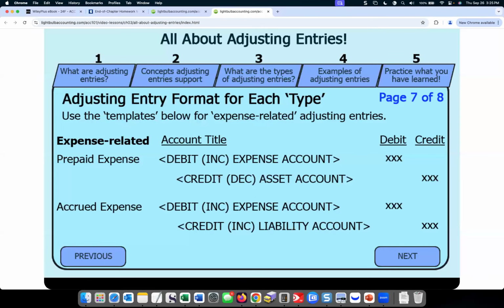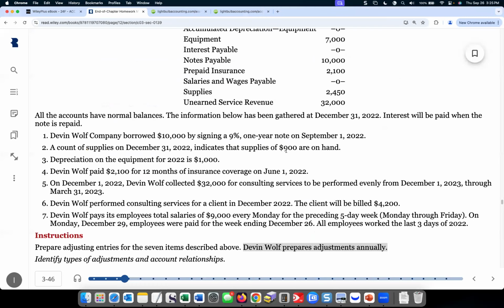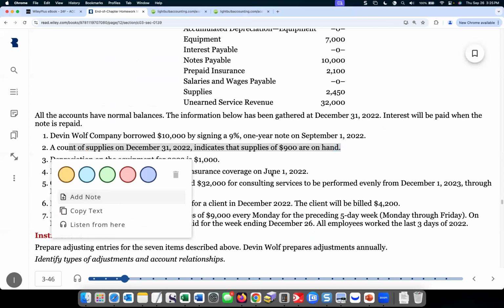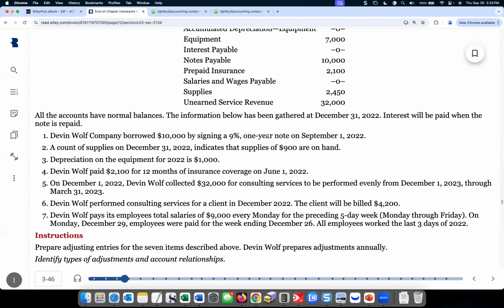So the second item in the drill problem says account of supplies. Whoops, I have to drag over a little further here. Let me try that again.